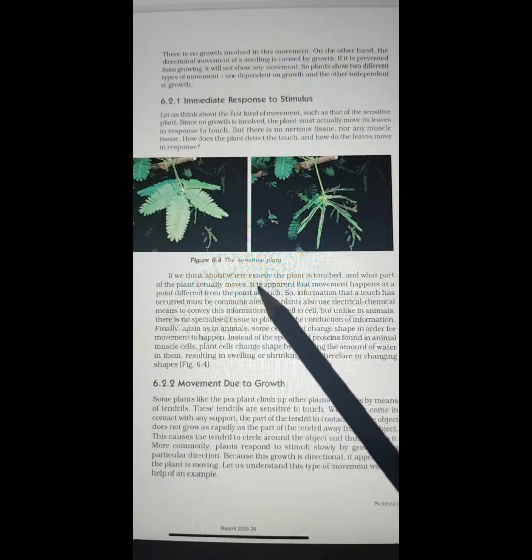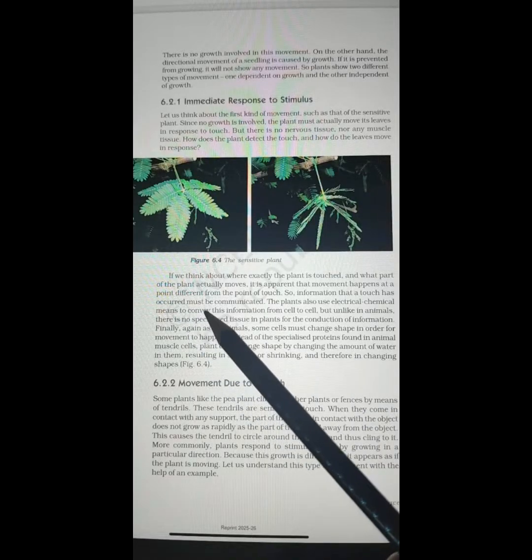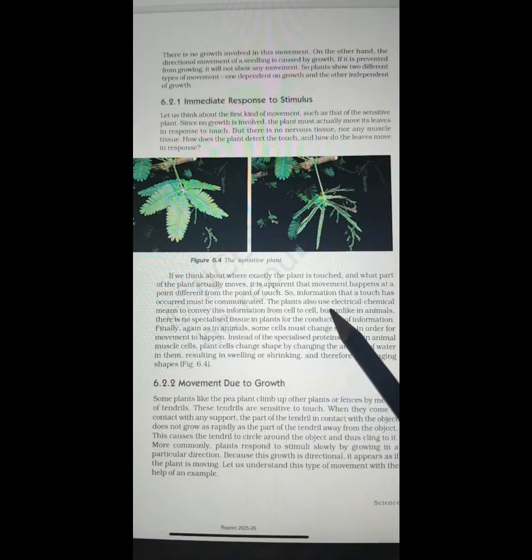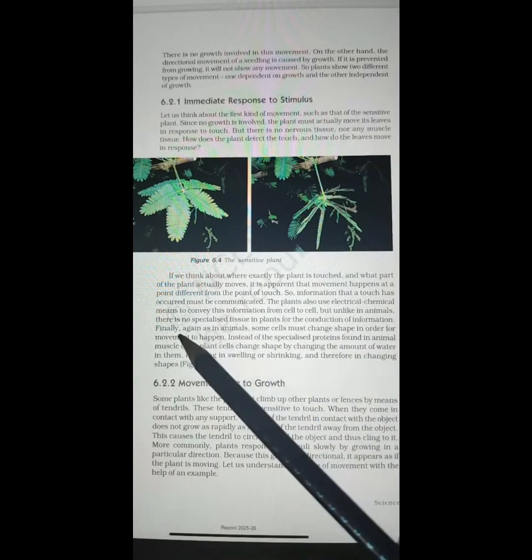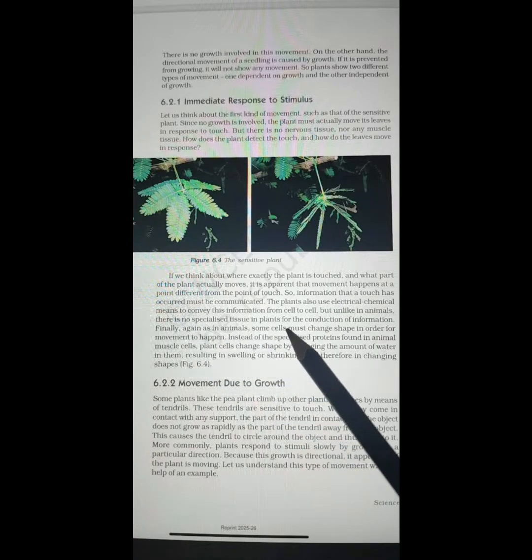If we think about where exactly the plant is touched and what part of the plant actually moves, it is apparent that movement happens at a point different from the point of touch. So the information that a touch has occurred must be communicated. The plants also use electrical and chemical means to convey this information from cell to cell, but unlike in animals, there is no specialized tissue in plants for the conduction of information.